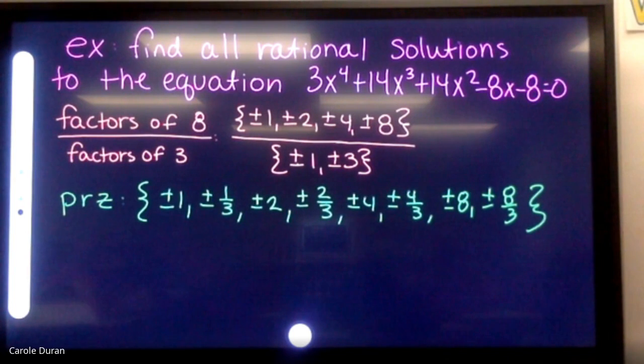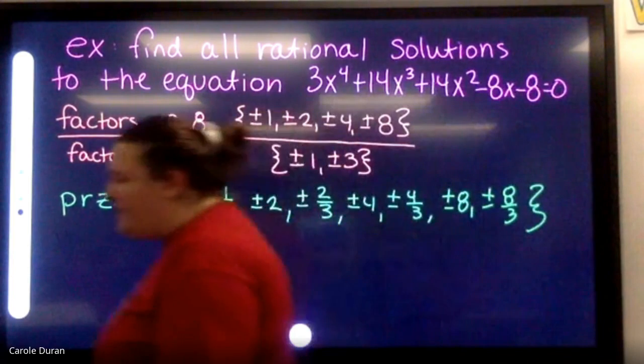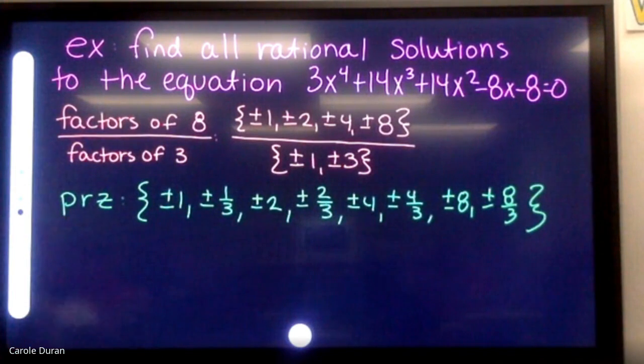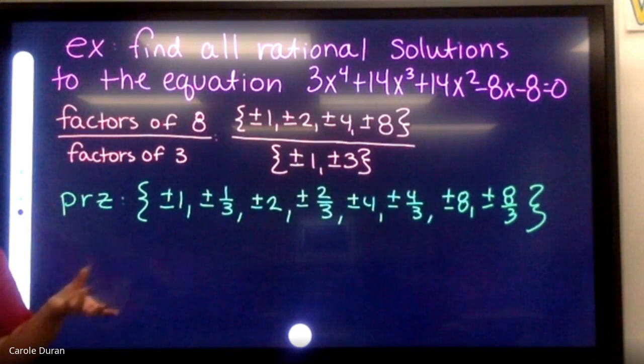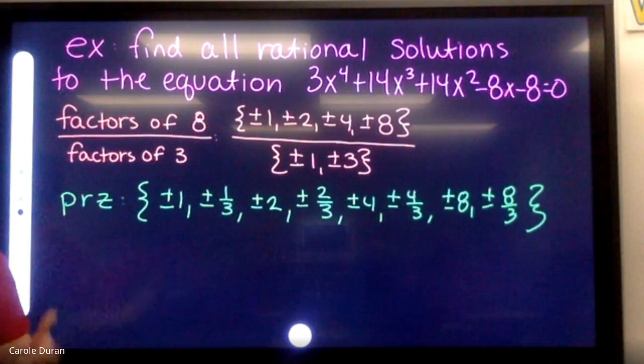Again, if we got any that repeated, we only have to list them once, so keep that in mind. So now what we do from here is we need to start testing. Obviously, we are looking for ones that come out to a remainder of 0, so they are factors. But by coincidence, we can also find upper and lower bounds, which will help us eliminate some of the values.